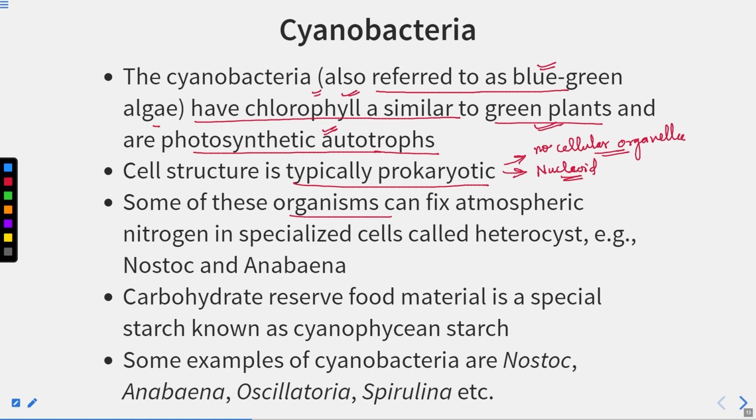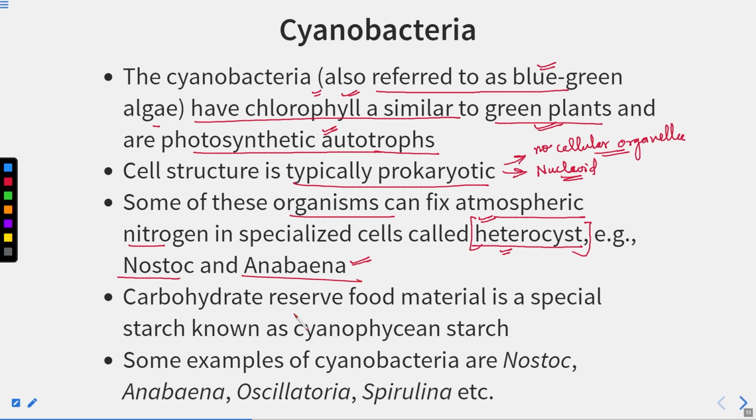Some of these organisms can fix atmospheric nitrogen in specialized cells that are called heterocysts. This is a very important point from the examination point of view. Like in the cyanobacteria, heterocysts are present, that is Nostoc and Anabaena. These are the two examples of the cyanobacteria.